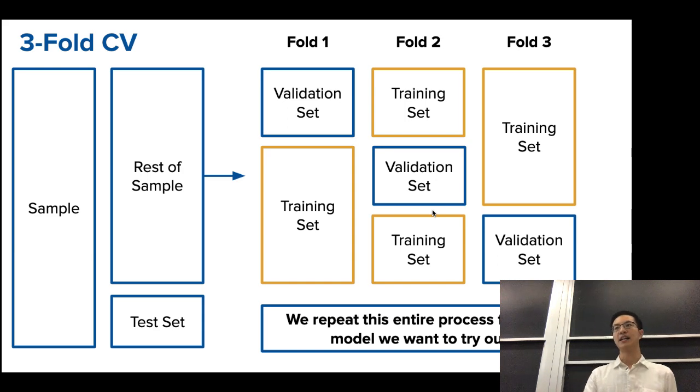The idea here is that by doing k-fold CV, you get more than 1 validation error per model, and that lets you capture some of the variability in that validation error. You repeat this process for every model that you want to try out. So if you have 10 models and you're performing 5-fold CV, you're going to compute 50 validation errors, right? Because for every model you compute that number of folds worth of validation errors.